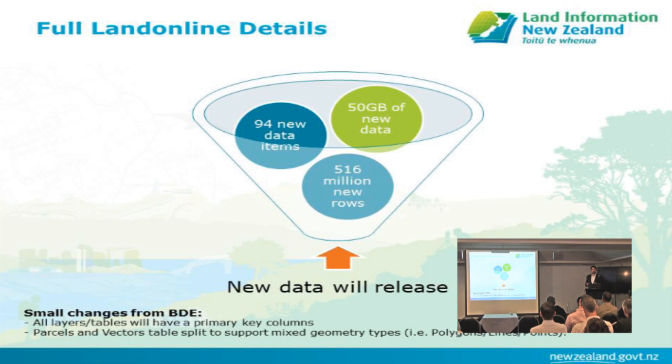Also, just a couple of other little technical things. Some of the information that was released on the DVD was provided in a mixed geometry format. What I'm saying there is that there would be a column of data in one table that might have things like points, lines, and polygons in it. We've got a system constraint in LDS that means we can't provision one layer that has all of that in, so we'll be splitting that out into the individual geometry types.